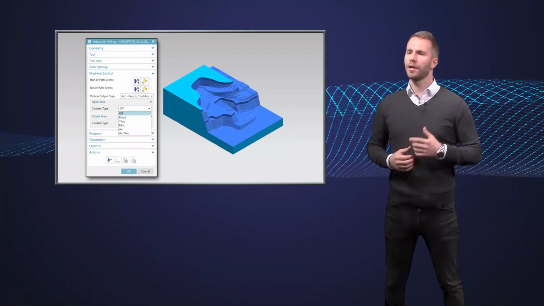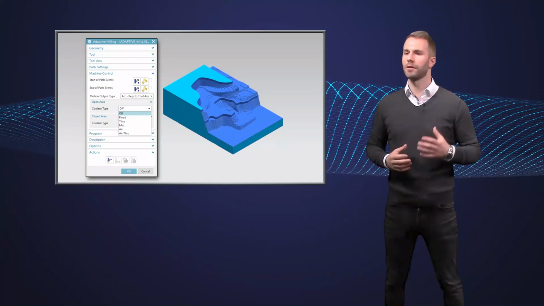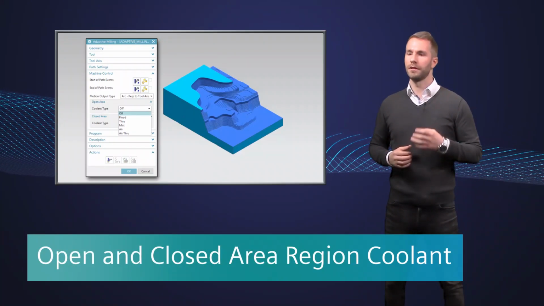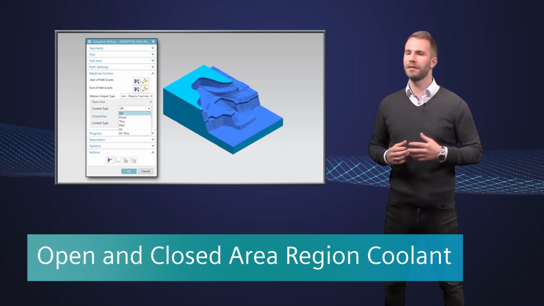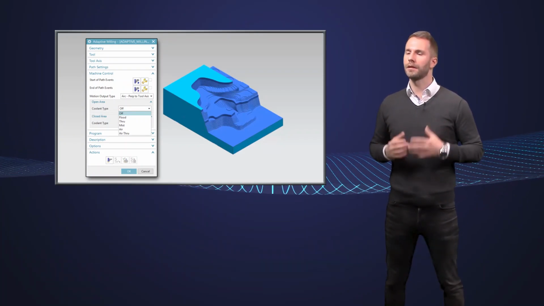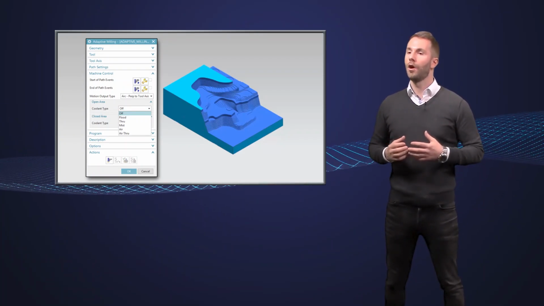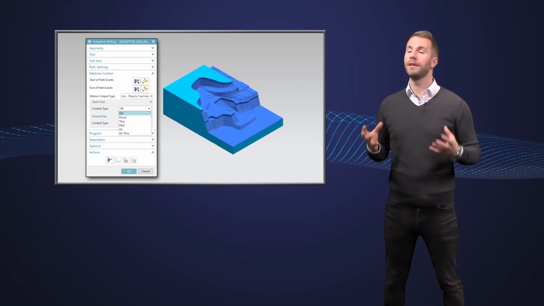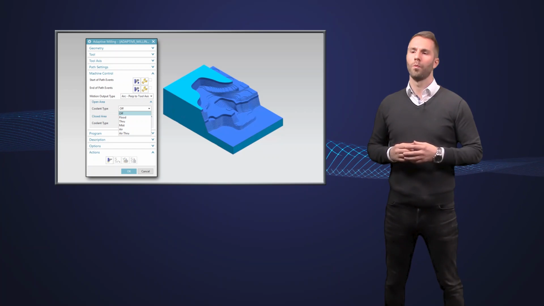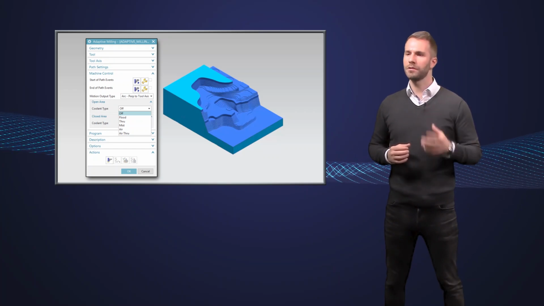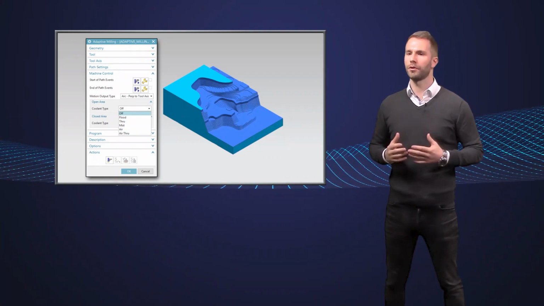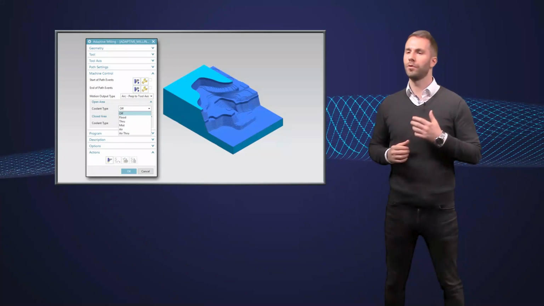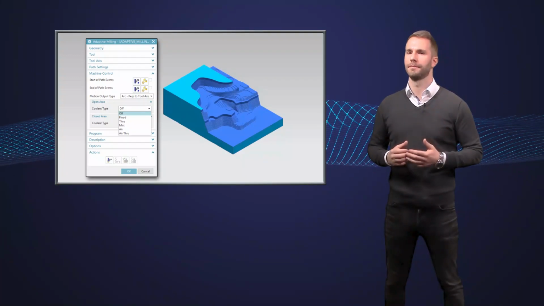If you wanted to define a separate coolant type for open or closed regions in previous versions, then you had to make adjustments to the post-processor or create two operations. We are introducing the new region coolant capability, where you can set the open and closed area region coolant using only one operation to program a roughing pass completely. We made sure that you can use this option with every post configurator post. This new option will save you a lot of programming time.